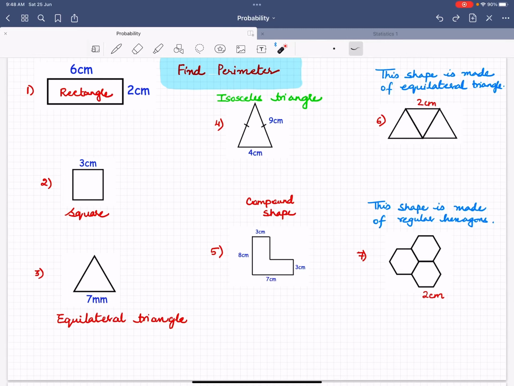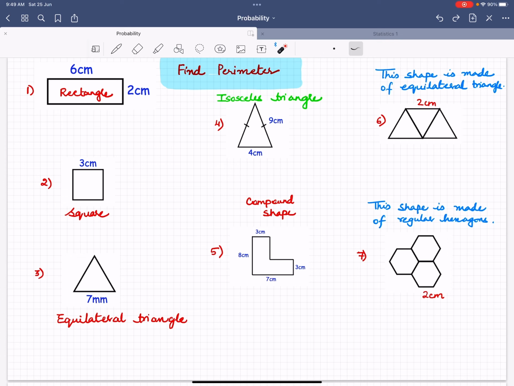Hello everyone, this is a request video on the topic perimeter. In this video, we will understand what is perimeter and how to find it. So what is perimeter? Perimeter is the length of outer boundary of a shape.